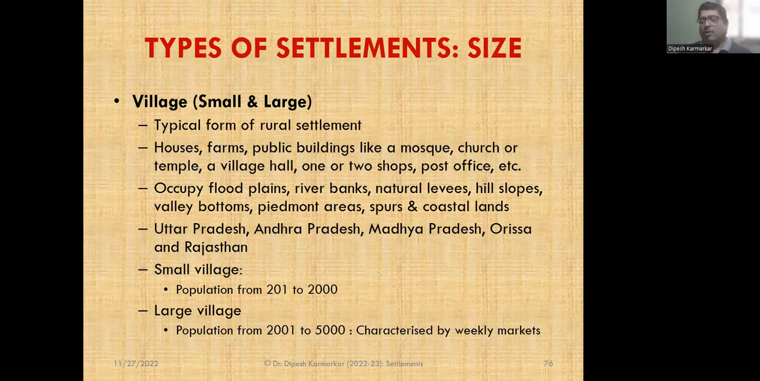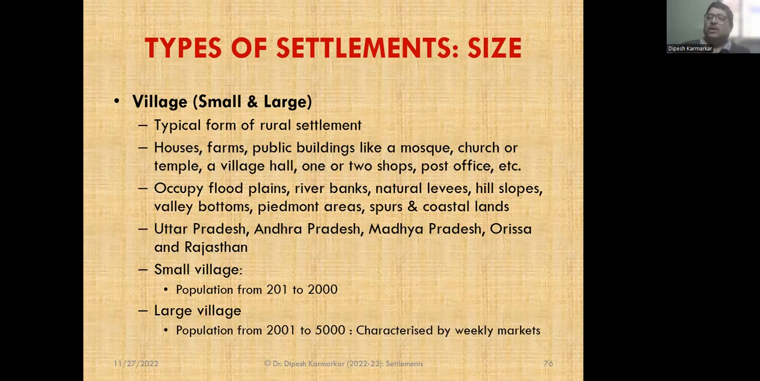Please note that the population ranges I am giving are very general, raw figures, just to remember the fact that there is a size difference between these types of settlements. Isolated settlements have much less population and far fewer houses. Hamlets have a little more population and a higher number of houses as compared to isolated settlements, while a village is the biggest rural settlement in that category, and we can still subdivide it into small village and large village.